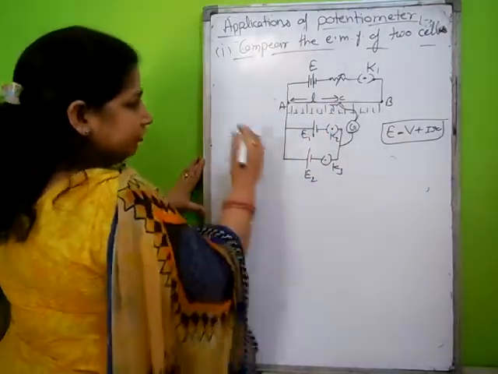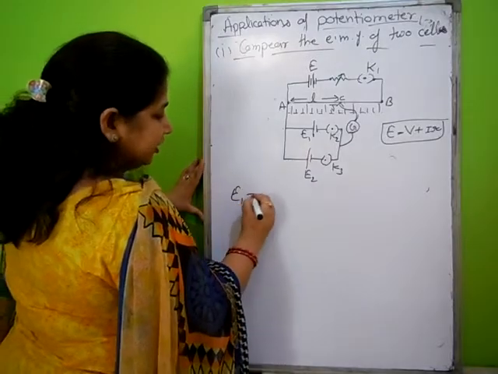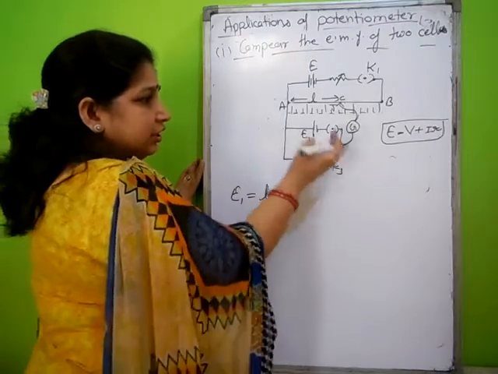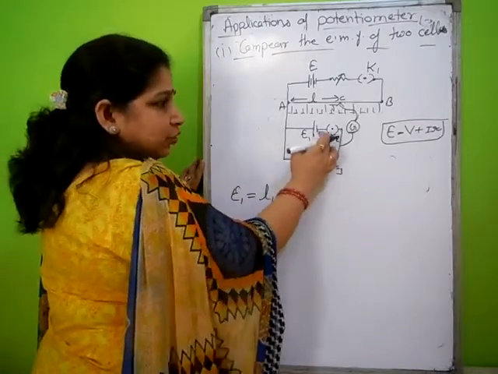Then we have done, in this case E1 is equal to K L1, because the length will change when we open this circuit and close this circuit.